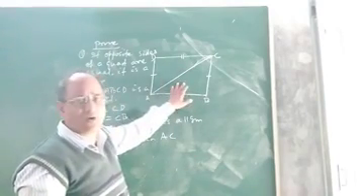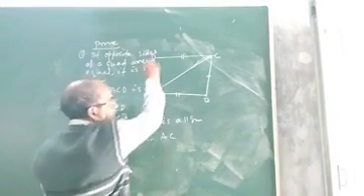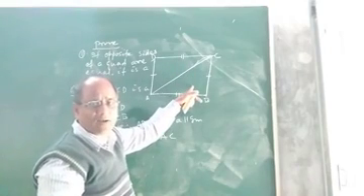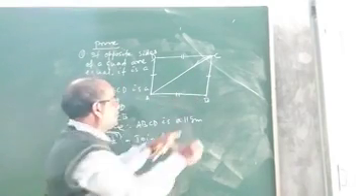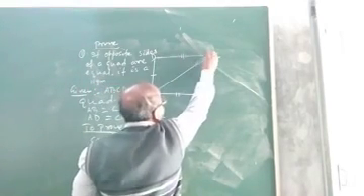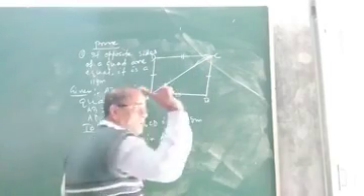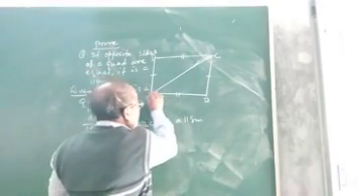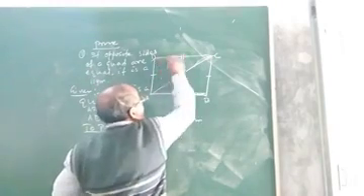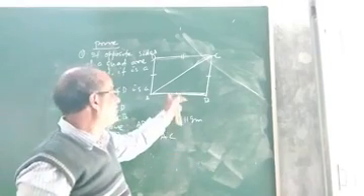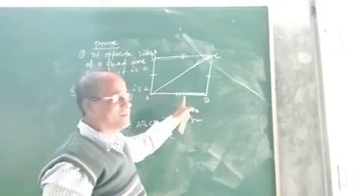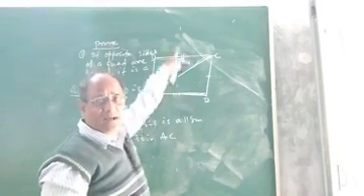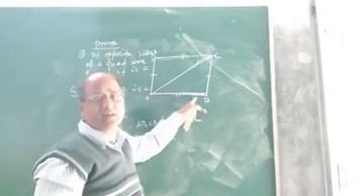Now what is our aim? Our aim is to show it is a parallelogram. And to show it is a parallelogram, what do we want to show? We want to show either AB parallel to DC or AD parallel to BC. Any one is to be satisfied. Suppose we show that AB is parallel to DC. Now see children, under what condition will AB and DC, this pair of opposite sides, be parallel?